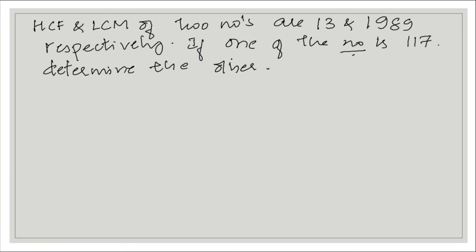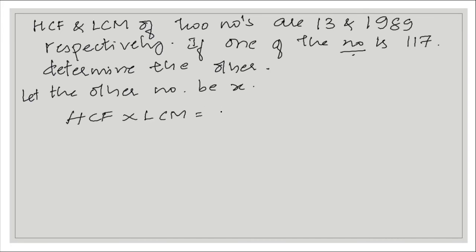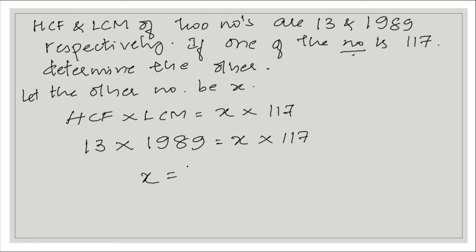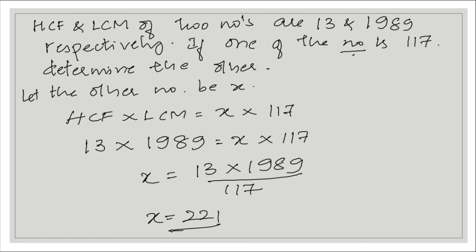If one of the numbers is known, how do we find the other? Suppose I consider the other number to be x. We all know that the product HCF into LCM will be equal to the product of the numbers. So HCF is given as 13, LCM is given as 1989. The x value we can find out. X value will be 13 into 1989 divided by 117. This can be simplified. On simplification, we get 221. So the other number is 221.